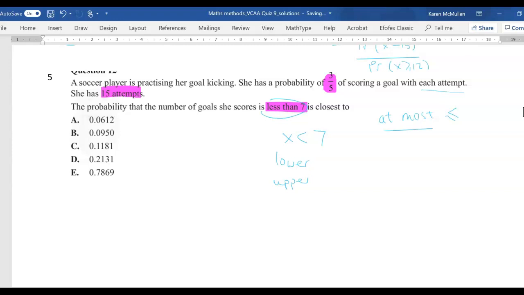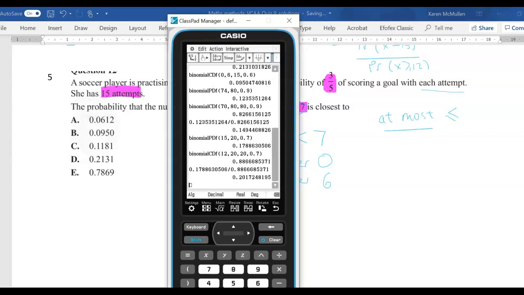Okay, so the lower limit, X has to be less than 7. So she could get 0 goals. The upper limit, it can't be 7. We're looking at discrete values, because she can't kick 6.2 goals. So the upper limit is 6. We can't include 7, so 1 less than 7 is 6. So on your calculator, let me just get it up.